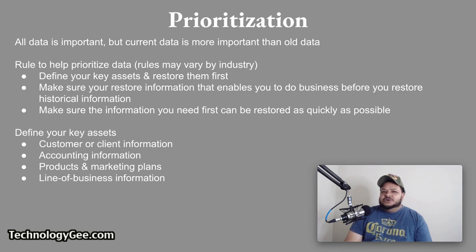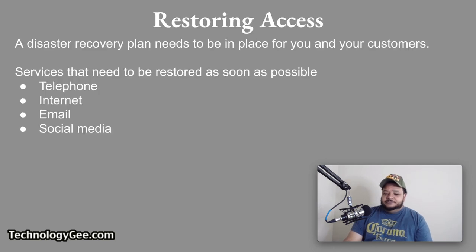Next, you want to make sure you restore information that enables you to do current business before you restore historical information. And then you want to make sure the information you need first can be restored as quickly as possible. And then after you do all of that, you want to define your key assets. Your key assets can include things such as customer or client information, accounting information, products and marketing plans, line of business information.